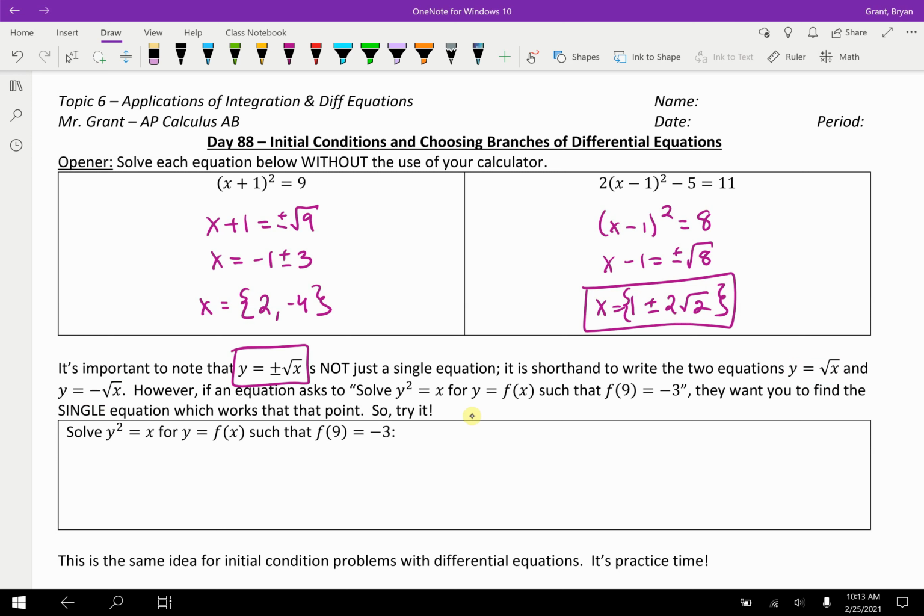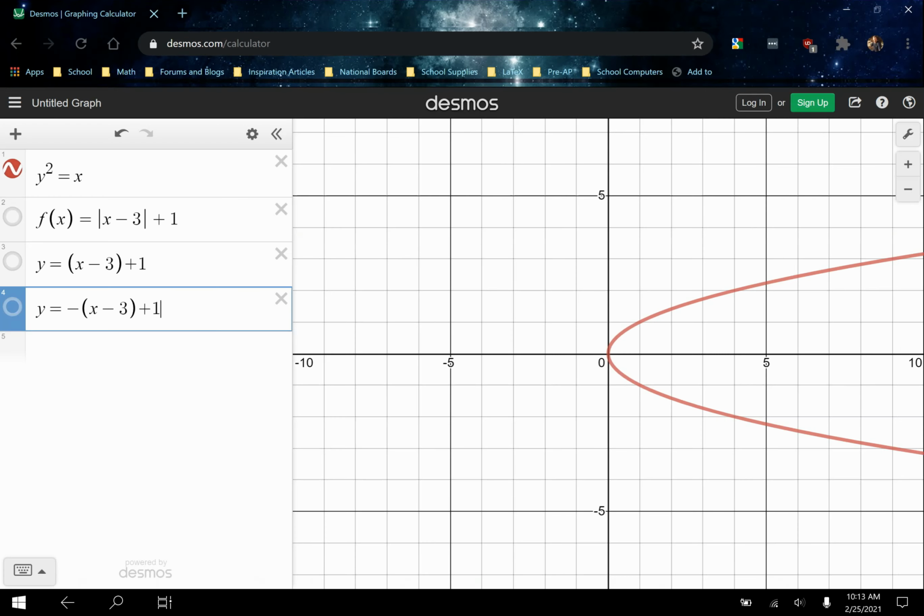You'll find that graphing calculators, or Desmos or anything, will not let you graph that as a single equation because it's not a single equation. It's two completely separate equations. Now, you will notice if you square both sides here, then that will give you y squared equals x, and y squared equals x is a single equation. In fact, it's the equation that looks like this.